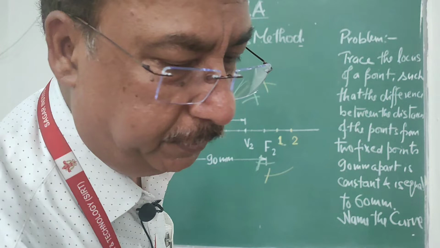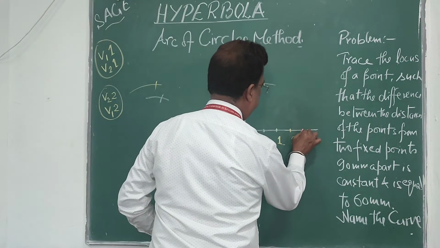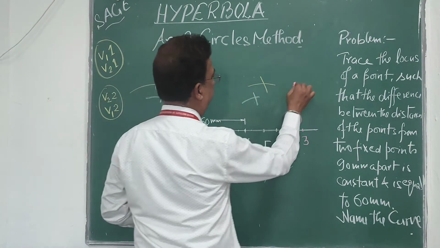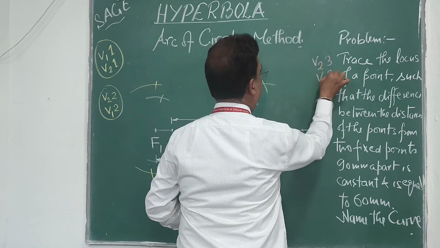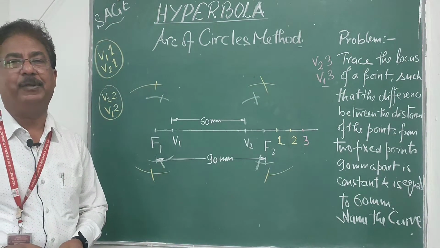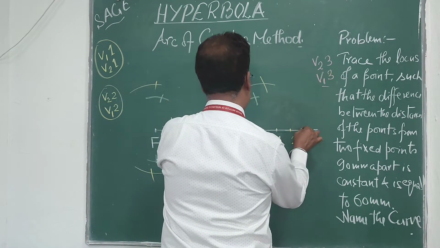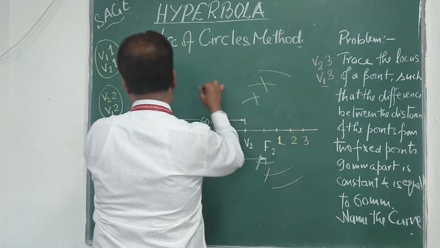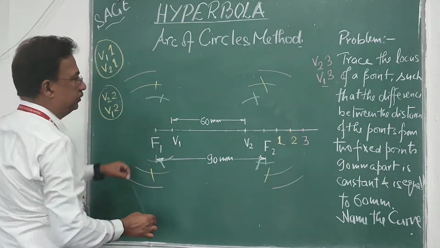Again moving forward, I will mark another point, suppose point 3, again 10 mm from 2, and this time I am going to pick the two distances V2 3 and V1 3. Again this combination will give me a difference that will be V1 V2. So firstly I will pick this distance, that is V2 3, and F2 as center, one arc upside, one arc downside. F1 as center, one arc upside, one arc downside.